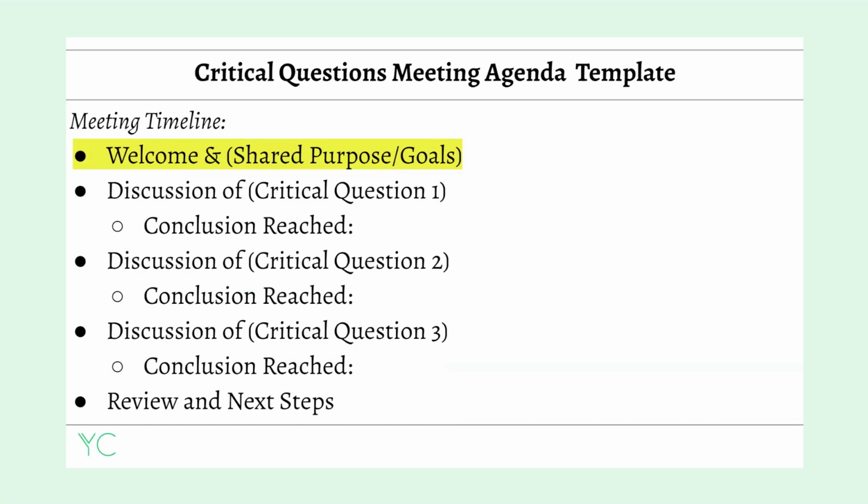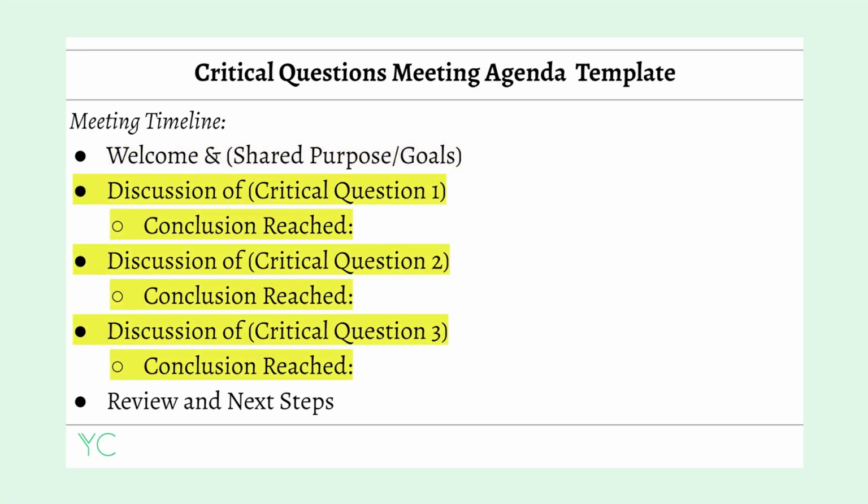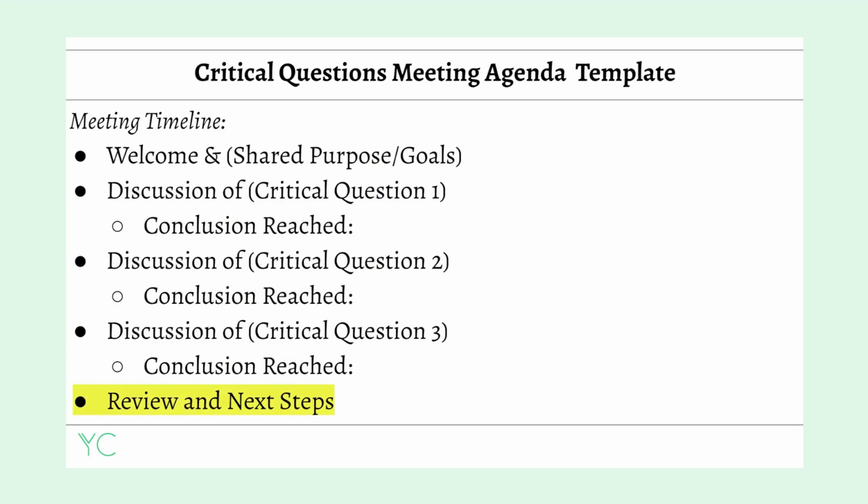Then you begin the meeting with a reminder of that team's shared purpose or goals to set the stage for reaching consensus. During the meeting, you'll discuss each critical question, focusing on areas of commonality and consensus among the written responses. The goal is to come to a shared answer or conclusion to each question. You'll end the meeting with a review of the conclusions reached and a discussion of the next steps needed to formalize or move forward on elements of your shared strategy.